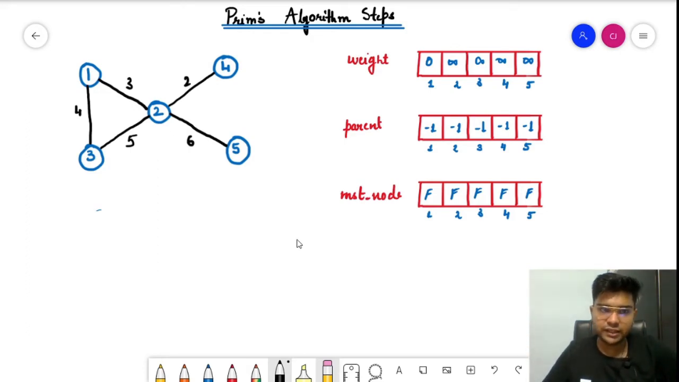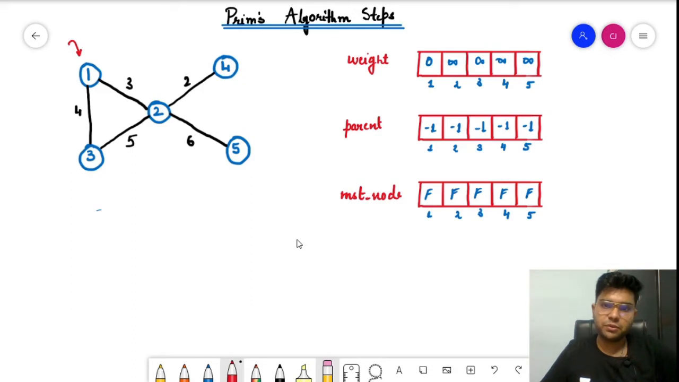Initially we'll consider that we are starting from node 1, so we'll mark the weight as 0, because we are starting at it. This is the minimum weight that we can have for node 1, and for all other nodes we'll keep the weight as infinite, that is the maximum possible value which we can keep for the approach towards that particular vertex, right?